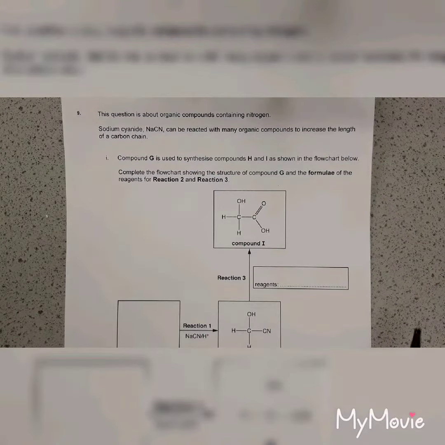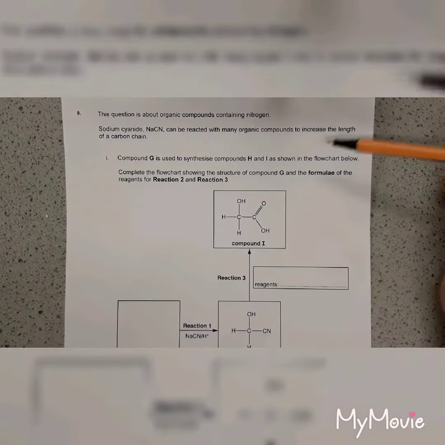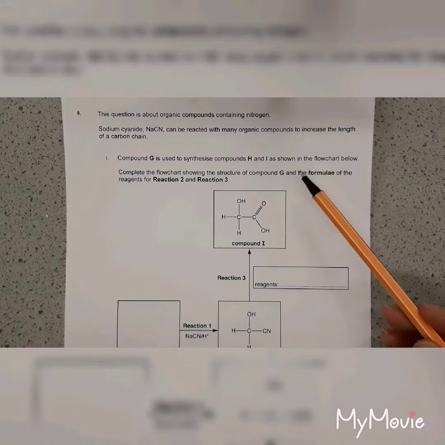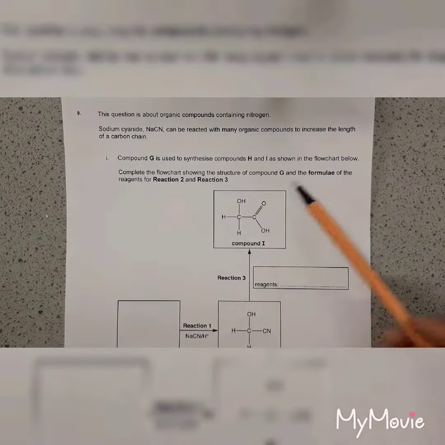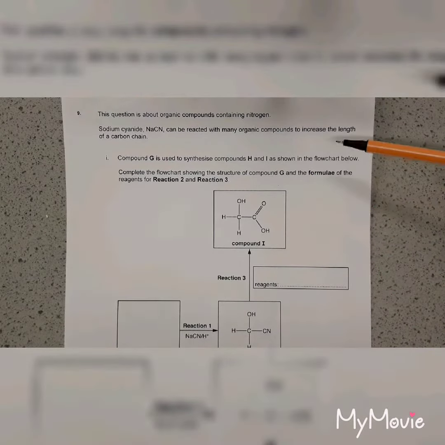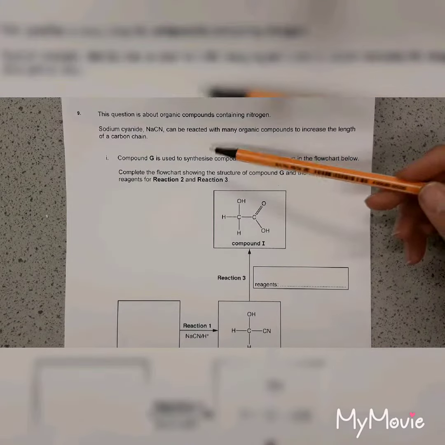And the last question of this pack, the question is about organic compounds containing nitrogen. Sodium cyanide can be reacted with many organic compounds to increase the length of the carbon chain. So even telling you that. Compound G is used to synthesize compounds H and I, as shown in the flowchart. Complete the flowchart showing the structure of compound G and the formulae of the reagents for reaction 2.